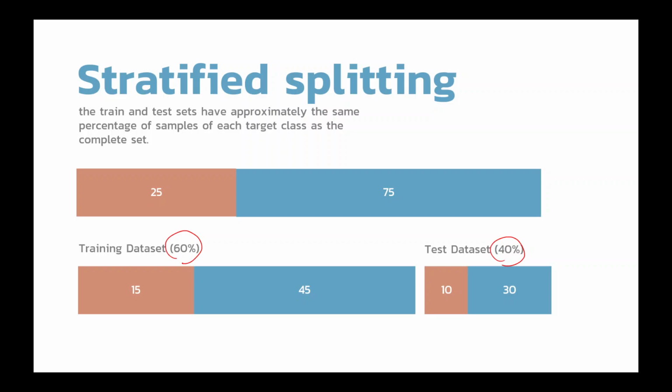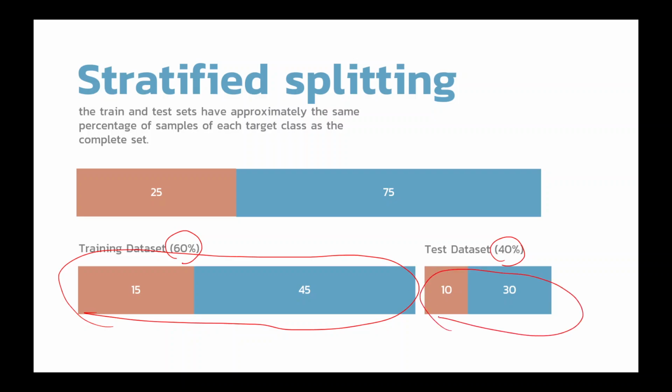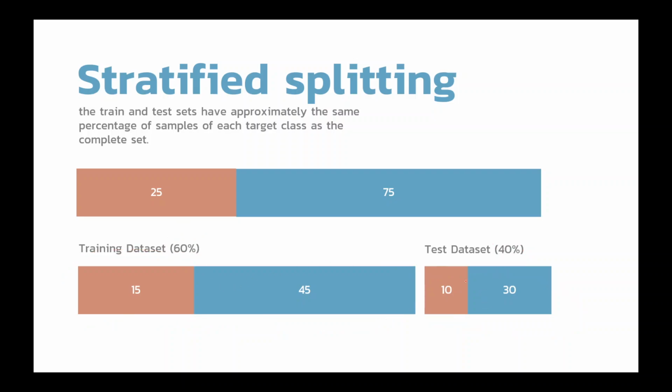Okay. So this is 100% of your data. And you are going to do 60%. This one is 60%. This one is 40%. So first, 100 rows, 60 rows in here, 40 rows in here. But then the stratified splitting does the work such that your class distribution is the same.